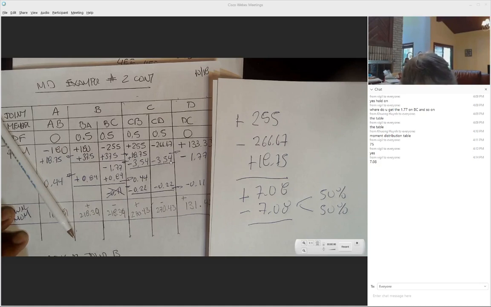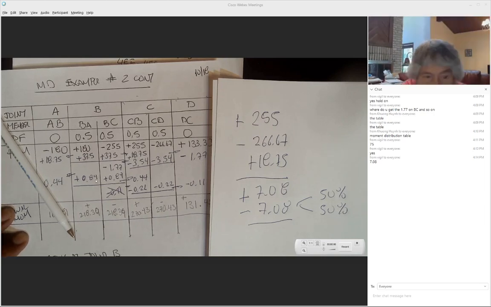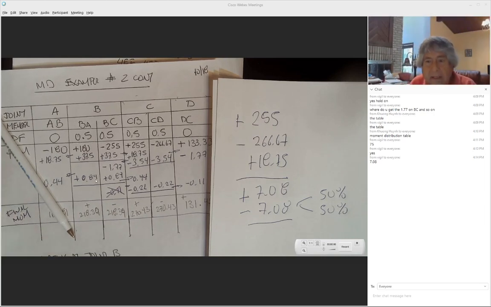Whatever I put in here, 50% goes to the opposite end because that is the carryover factor. 50% goes to the opposite. Okay. Now, Vijay, do you know where it came from?